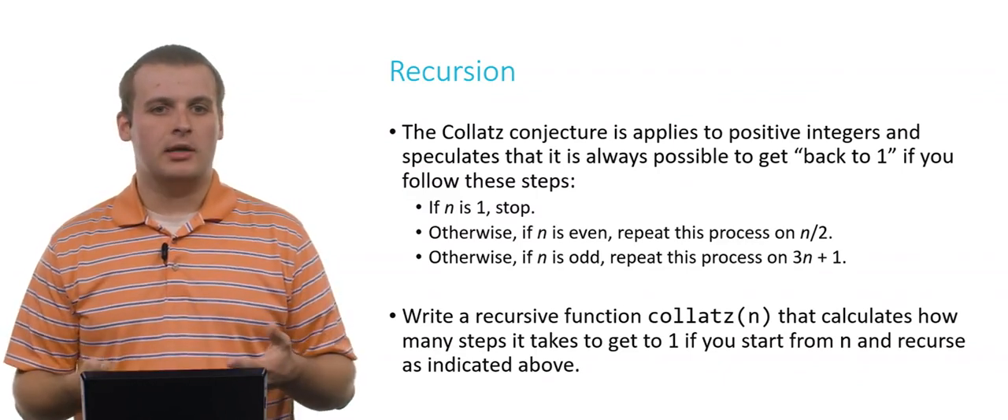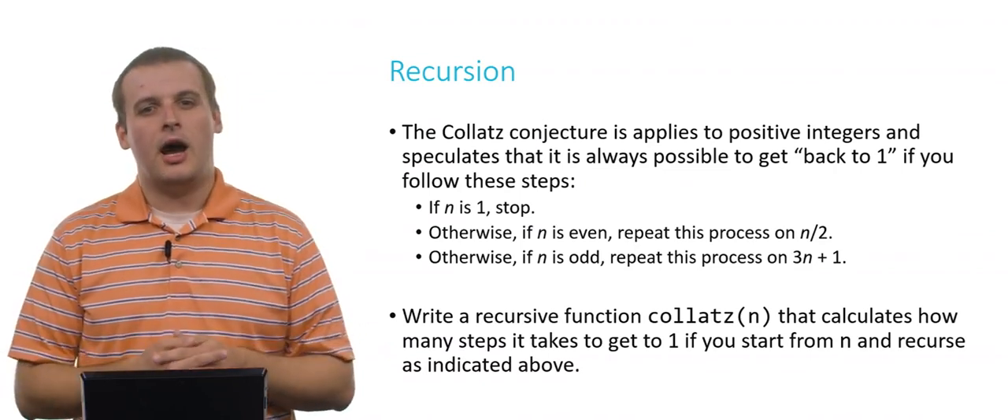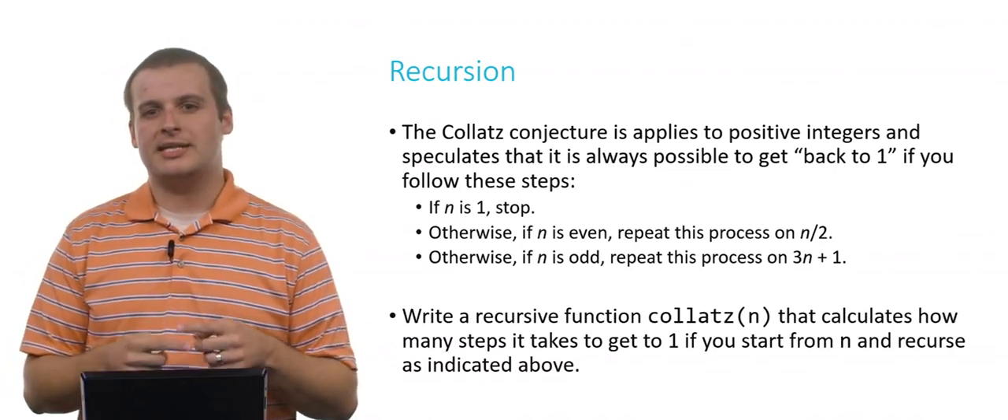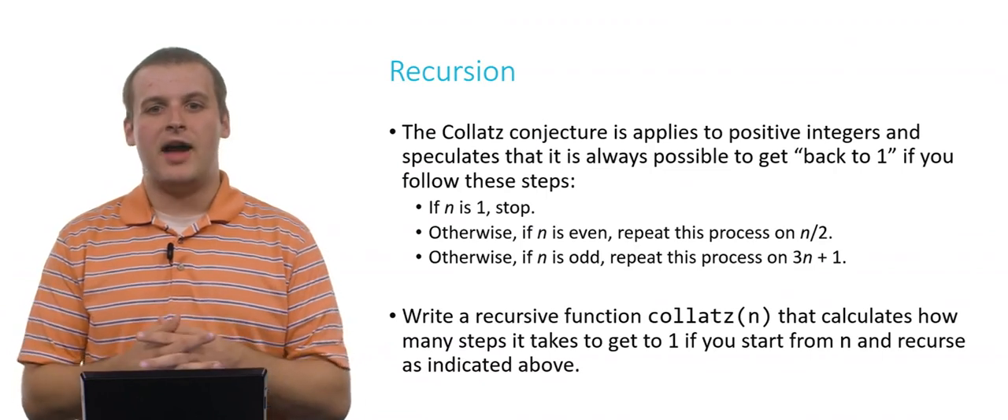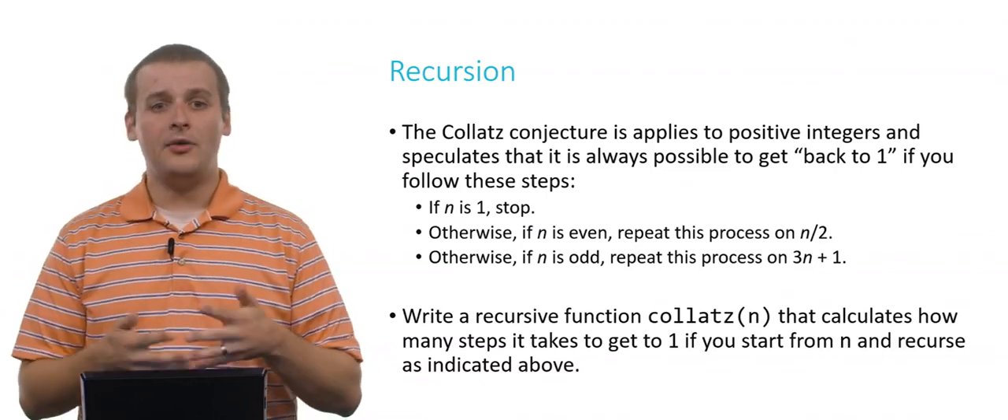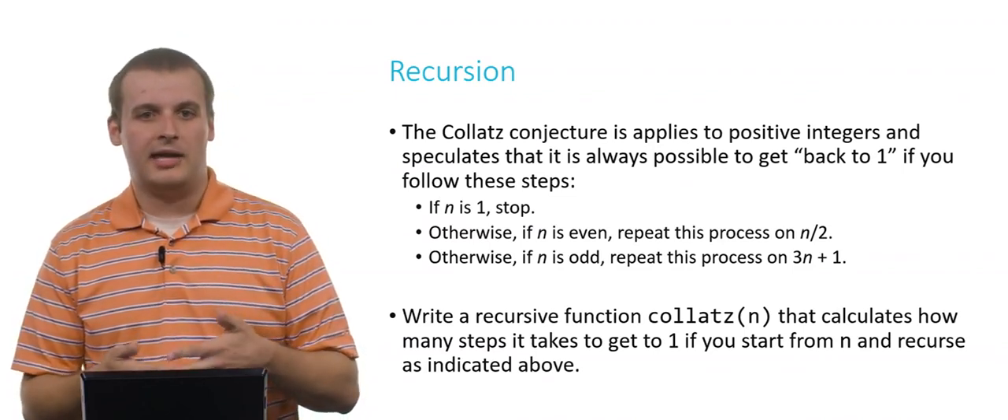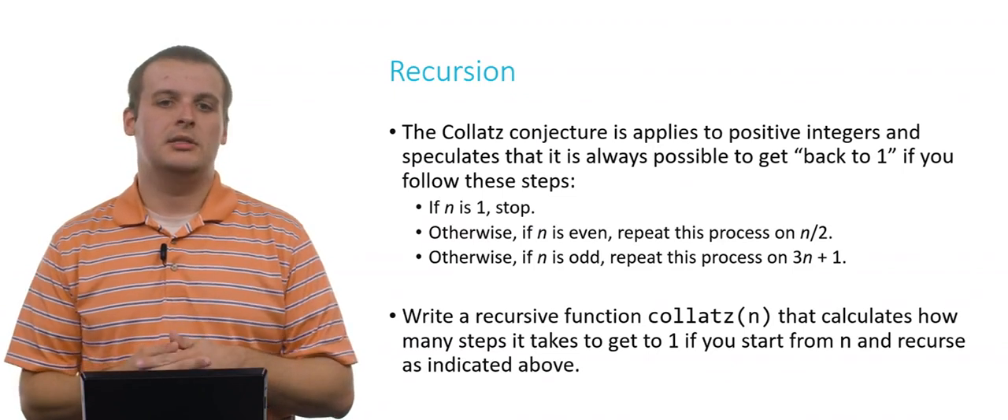If n is 1, stop. We've got back to 1 if n is 1. Otherwise, if n is even, go through this process again on n divided by 2 and see if you can get back to 1. Otherwise, if n is odd, go through this process again on 3n plus 1, or 3 times n plus 1.